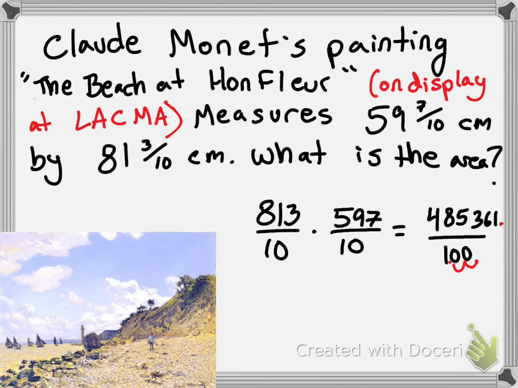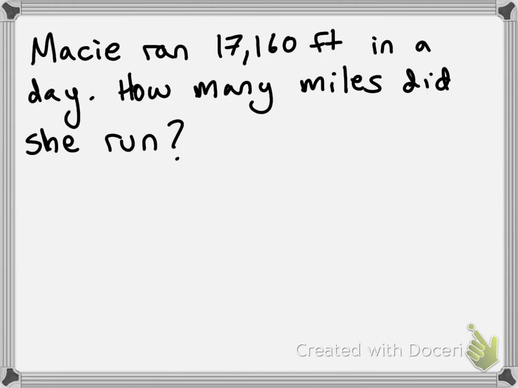I got this fraction over 1 by moving my decimal 2 places. So I moved my decimal 2 places here. And I get my answer to be 4,853 and technically 61 over 100. Perfect. Great job. Don't worry, we won't have as big of numbers on our test.